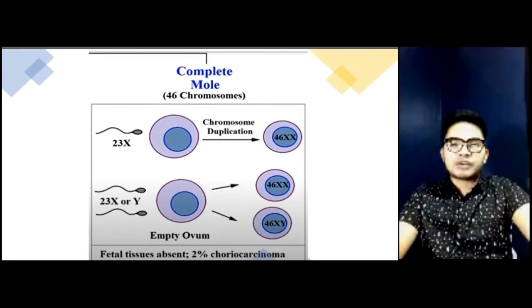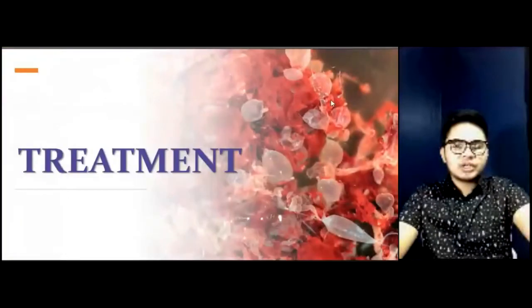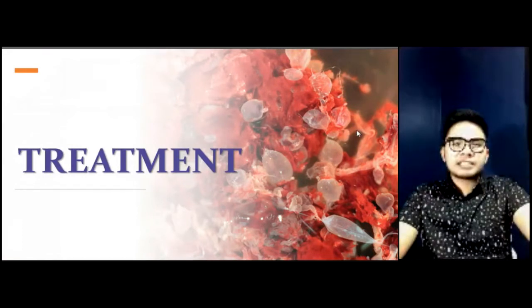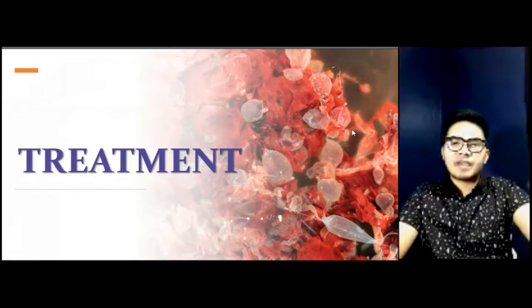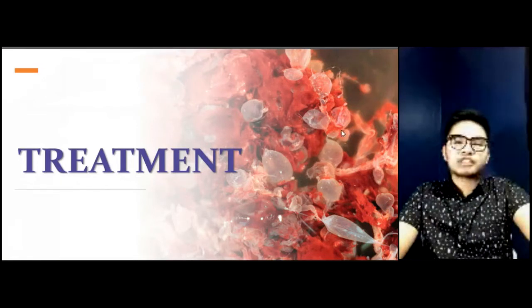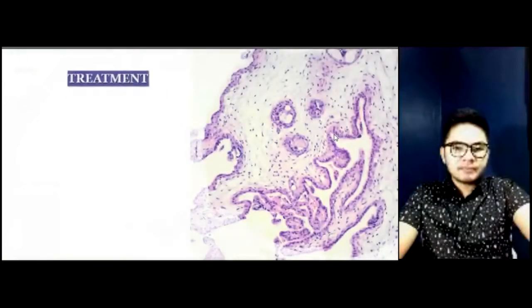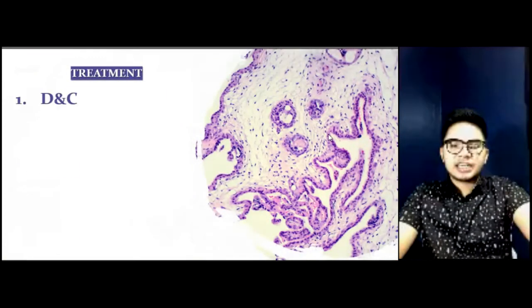The rapid increase of uterine size. So let's now move on to the treatment. What are the treatments that we might expect with a female who is diagnosed with H-mole pregnancy? Number one is what we call the D and C, dilation and curettage.